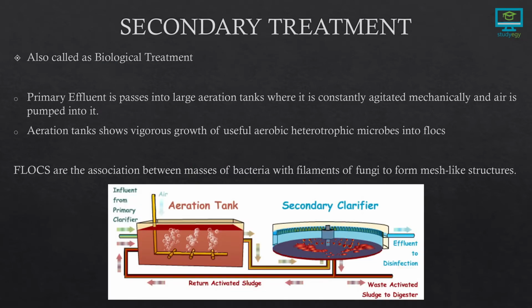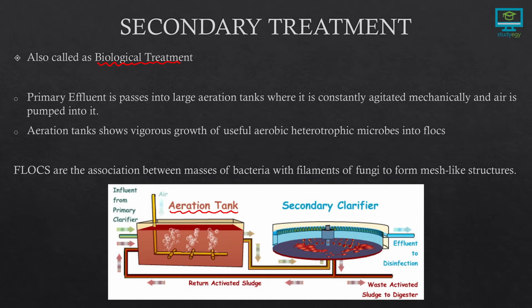Now coming to the secondary treatment. Secondary treatment is also known as biological treatment. What happens in the secondary treatment is the primary effluent is brought into large aeration tanks, where it is constantly agitated so that air is passed into the primary effluent. This allows the aerobic heterotrophic microbes to grow vigorously.